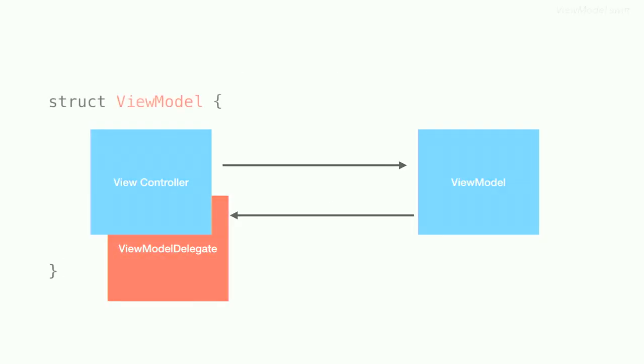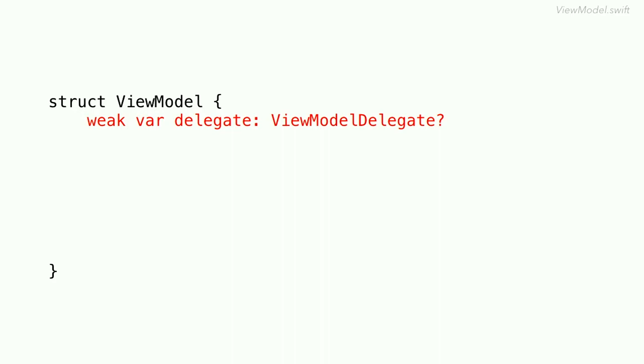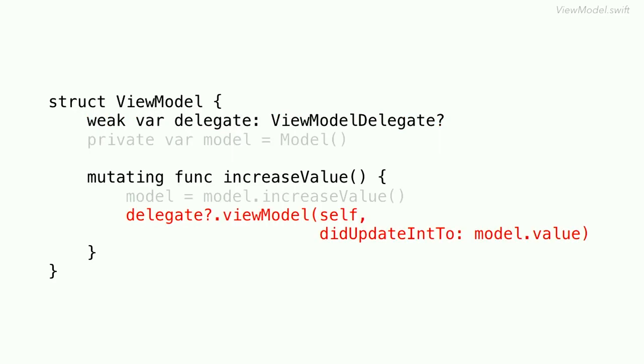And the last piece, of course, is our view model. Our view model has this link to the delegate. It is set weakly.